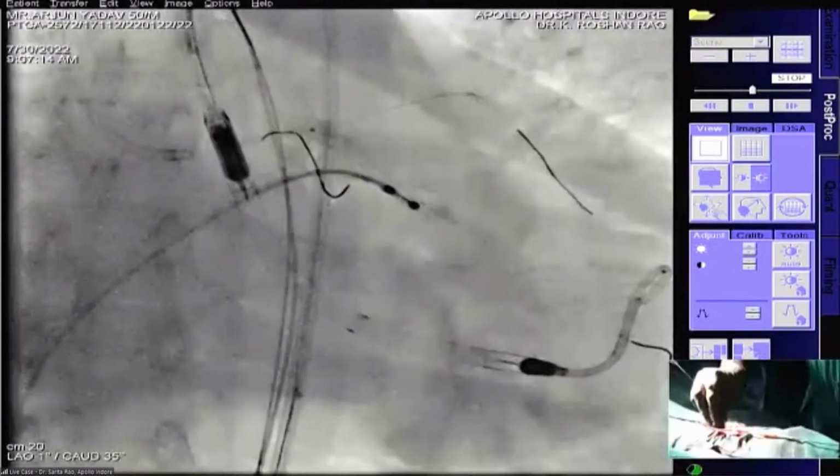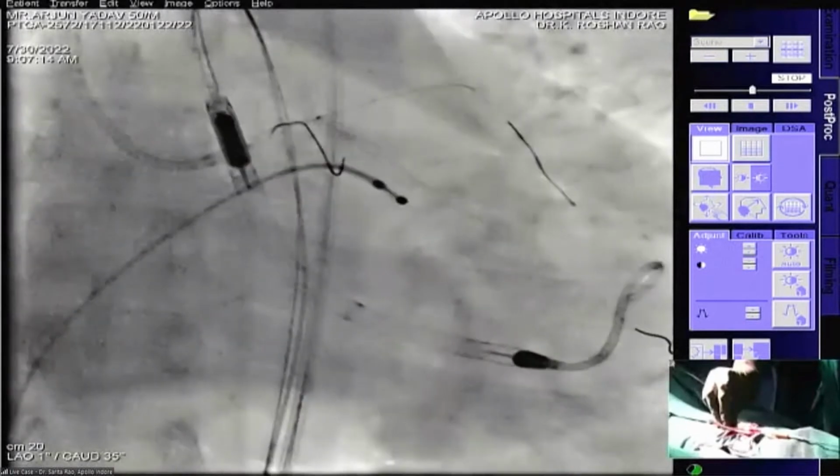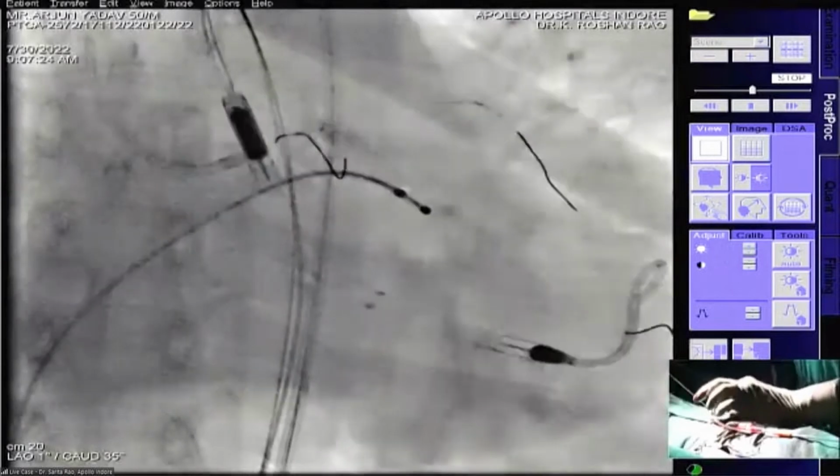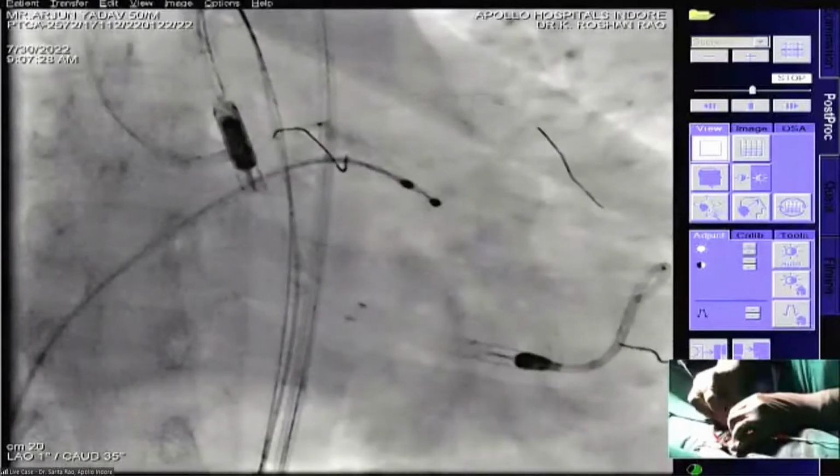Do you often take a wire in the aortic sinus, or is it only for this patient? It's for this patient because of the ostial disease. I wanted a flotation wire to tell me where to place my stent.